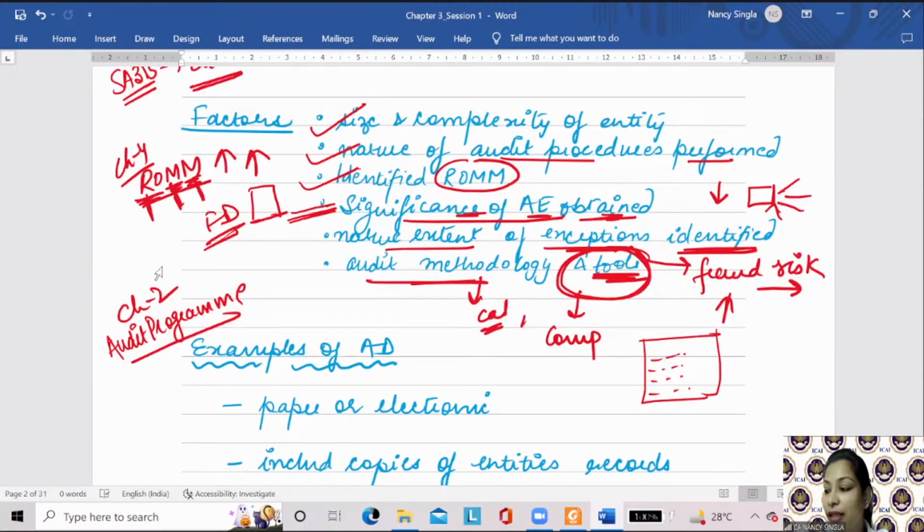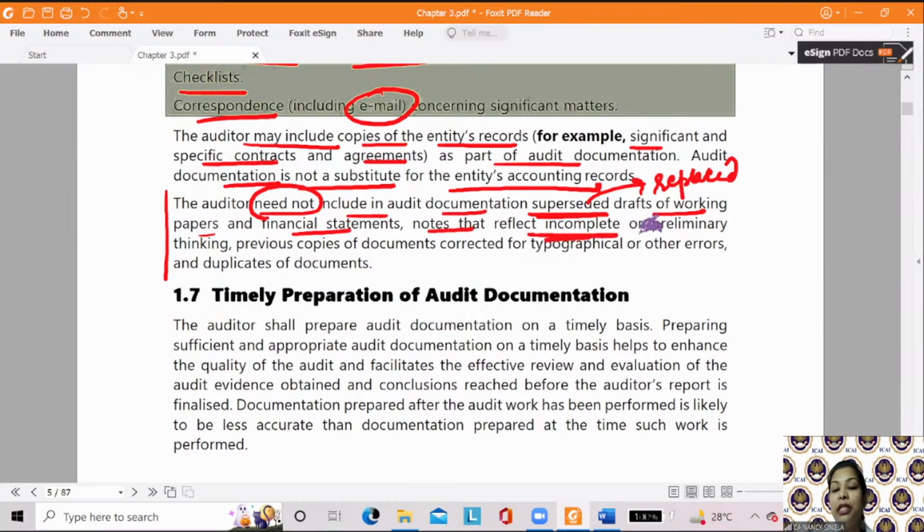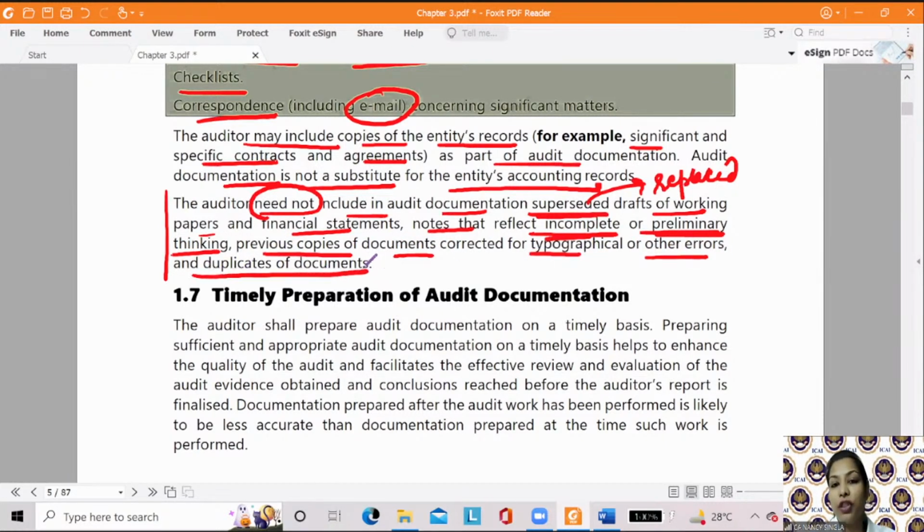Both the documents or only the final? Only final, Suman is saying, which is absolutely correct. So we are saying कि experienced auditor को समझ आए. अगर हम ये सारे papers भी रख लेंगे, rough calculations, preliminary calculations, तो हमें नहीं समझ आएगा later on, है ना? So that is why it is saying the auditor need not include in audit documentation superseded drafts. What is meant by superseded? Replaced or removed drafts of working papers or financial statement notes that reflect incomplete or preliminary. Preliminary is what? Initial thinking. Previous copies of documents corrected for typographical or other errors and duplicates of the documents.